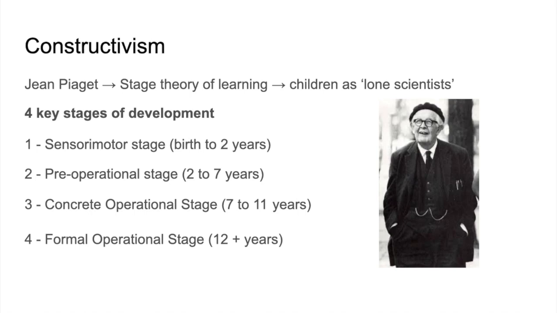Constructivism was originated by Swiss psychologist Jean Piaget, who saw the child as a lone scientist. He came up with the stage theory of learning, which represented 4 stages of cognitive development. Stage 1, sensorimotor, is where the child begins to make use of imitation. Stage 2, pre-operational, is where the child starts using language and logical thought in one direction.